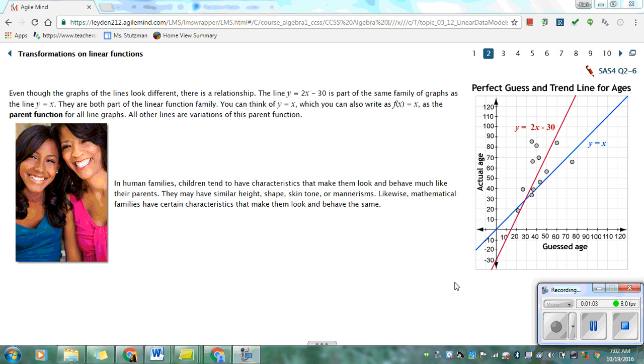So looking here, our blue line y equals x actually has a specific name. Both of these lines are linear equations. However, y equals x is known as the parent function for all the graphs, and that's something that we're going to explore.